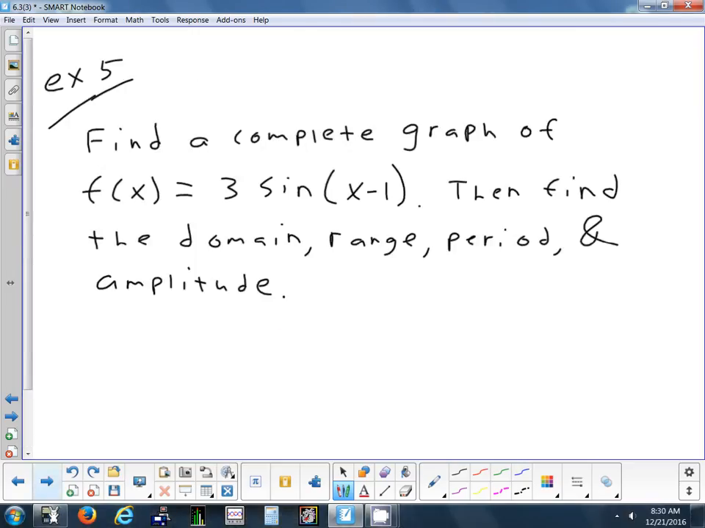All right, so let's do this one. Find a complete graph and do the domain, range, period, and amplitude. Okay, so why don't you guys take a second and try that one on your own. And then when you're done, I want you to find a complete graph that would show 3 periods. Give me a window that would show 3 full periods.